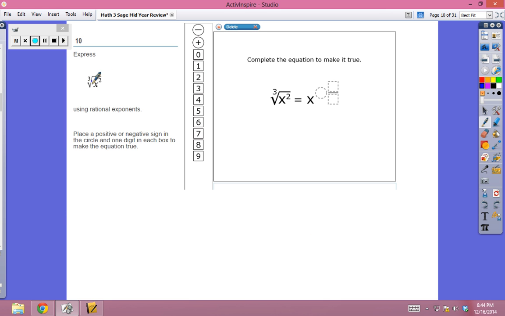Okay, you've got the cube root of x squared. Place a positive or negative in the circle and then a digit in the boxes. So if you morph this, that is going to be x to the 2/3. So I think we put the positive in there and the 2/3 there.